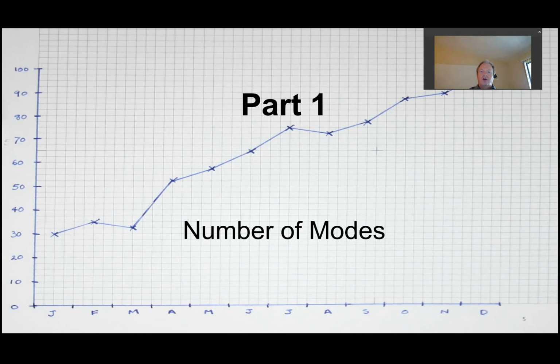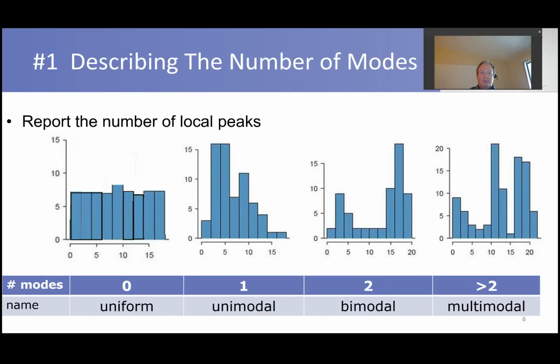So let's first of all look at the number of modes. So a mode is considered a local peak, and the number of modes, which is what we want to report, is going to be the number of local peaks. So for example, you can have a plot where there's no mode, there's no peak. In that case, we say the data has a uniform appearance. Notice you might think that this little blip here is a peak, but it's not. It's just random variation in the counts.